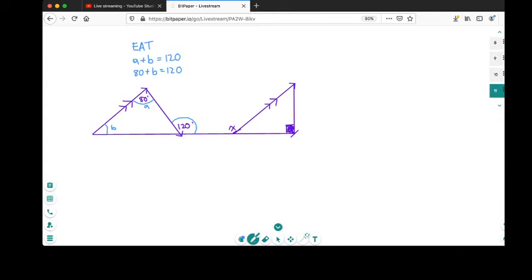All I have to do is algebraically rearrange this. So this is going to become B equals 120 minus 80, which is technically equal to, well, not D. This is going to be equal to 60. So I know that this is 60 degrees.